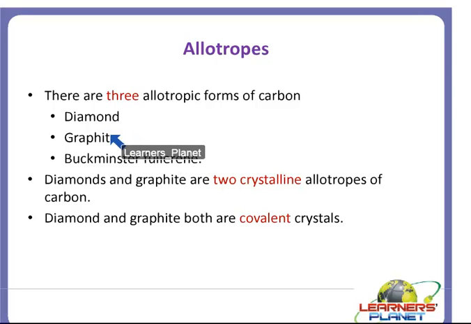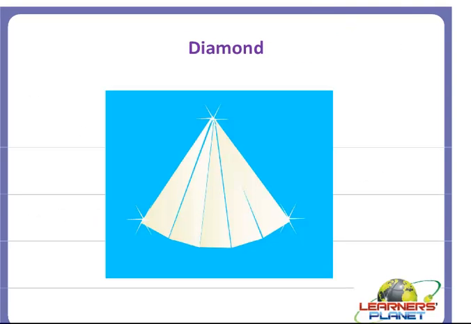Now let's take up the allotropes. The three allotropic forms of carbon, I have told you: diamond, graphite and Buckminster Fullerene. Diamond and graphite are the two crystalline allotropes and these are covalent crystals. Now this is your diamond. You all must have seen diamond, how sparkling and shiny it is. It is a covalent crystal. It scatters light. Now let's see why it has this tough structure. It is the hardest material on earth, right? And it is also used as a glass cutter, and it has this shining surface.